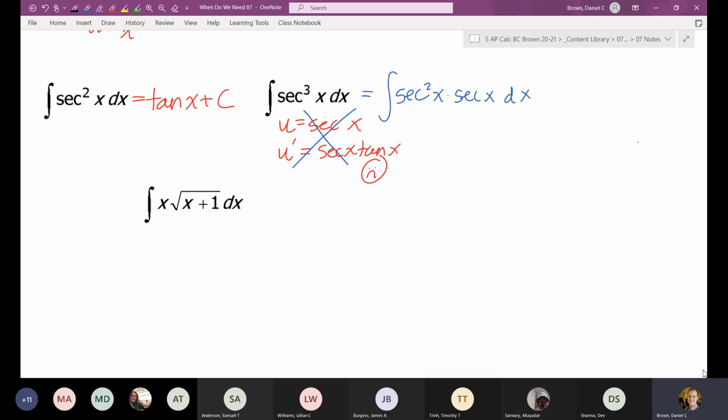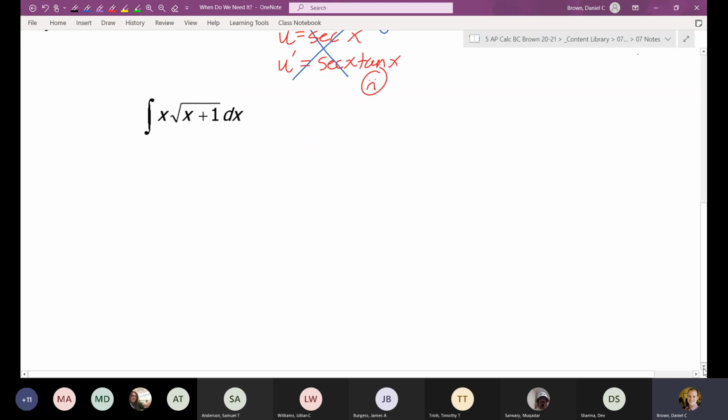This last one I have written just once because we can actually do it 2 different ways. The way we did it last semester is we would say something like, well, u is equal to x plus 1. u prime is equal to 1. That x did not cancel, but we could rewrite it as x is equal to u minus 1, and then rewrite that integral.